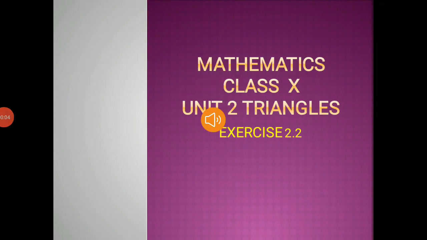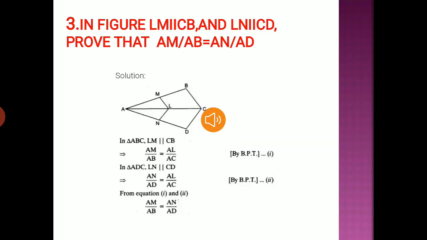Hello students, in this video we'll discuss a few sums from exercise 2.2, unit 2, triangles. Third question in the exercise: in the figure, LM is parallel to BC and LN is parallel to CD. Prove that AM by AB is equal to AN by AD. In the solution, we'll apply the basic proportionality theorem to solve this.